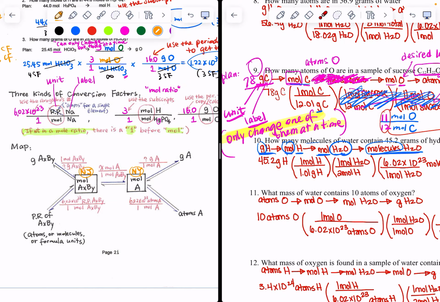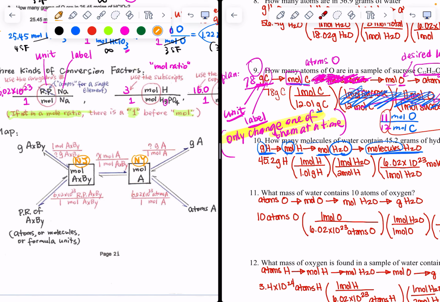Now, when I showed you in the video, I said only change one thing at a time when you're making the plan. And for myself, I use that method. But I understand a lot of students are visual learners, so having the map maybe help you as well. So let's take a look at question 10, see how we use the map.